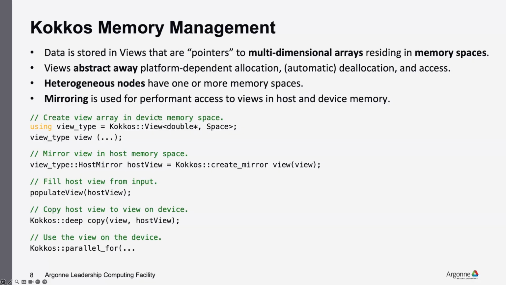Just a super basic example here: we're going to create a view array in the device memory space. We're going to say we use this view type as a double pointer, and its space is going to be the device memory space. So we declare it. This is our first view. Now we want to create a mirror view. This is going to be a host mirror, and it creates a mirror of the device memory. So now we can fill the host view with the input, copy the view from the host to the device, and then we make use of it and copy it back, much like you do with the other program.